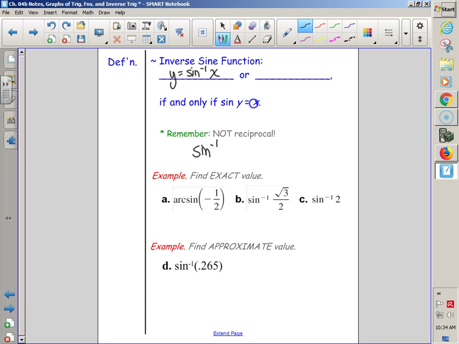Remember, inverse is not the same as reciprocal. Inverse is not reciprocal. So you can't use the second sine button for cosecant. Cosecant, or the reciprocal, would have to use 1 over sine. But when you do the second sine button, that can actually be called arc sine.